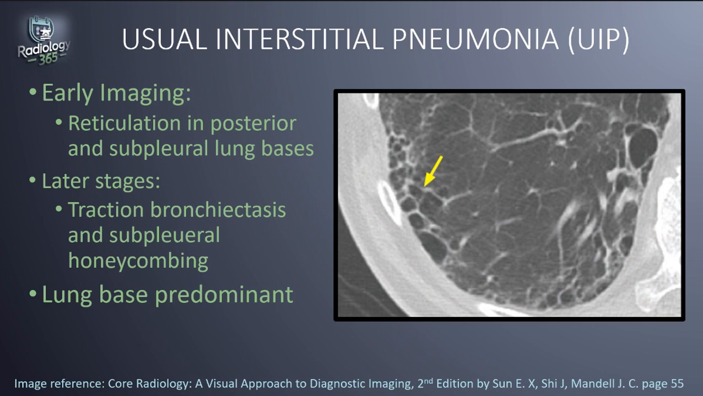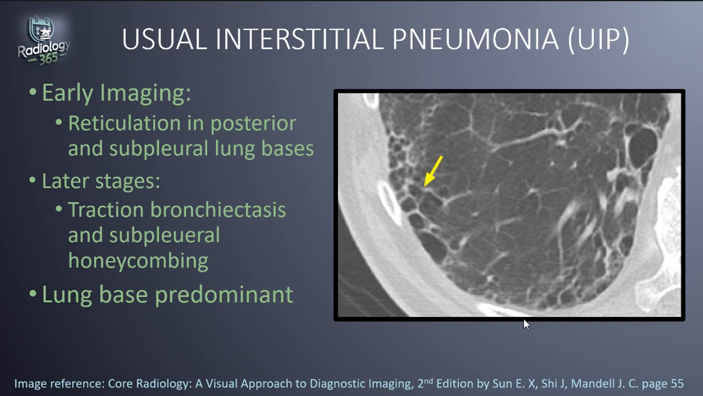The reticular opacities, the traction bronchiectasis, which occurred later on, the honeycombing, which is a sign of end-stage fibrosis. See all these things, and the lung bases are the most severely affected. So if we see these in a predominantly lower lobe, lung base distribution, then we call this usual interstitial pneumonia pattern, and then we can now list the differentials based on the history.